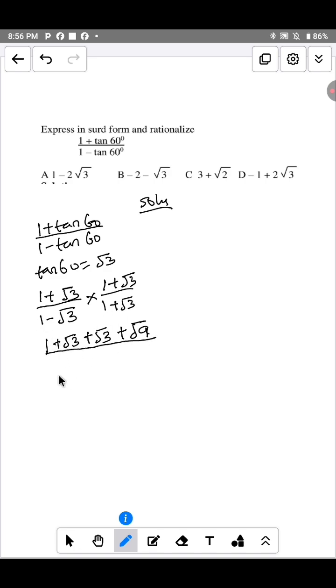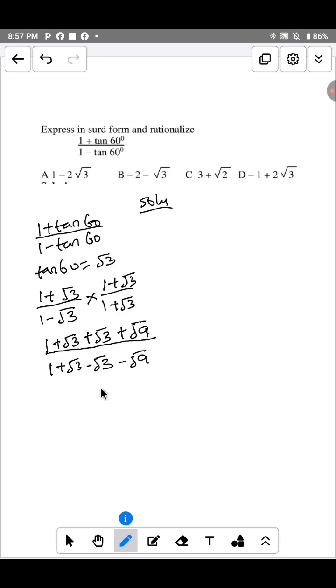Now 1 times 1 is 1. Now we have 1 times root 3, that is plus root 3. Okay, now we have minus root 3 times 1, that gives us minus root 3. We have minus root 3 times root 3, that gives us minus root 9.